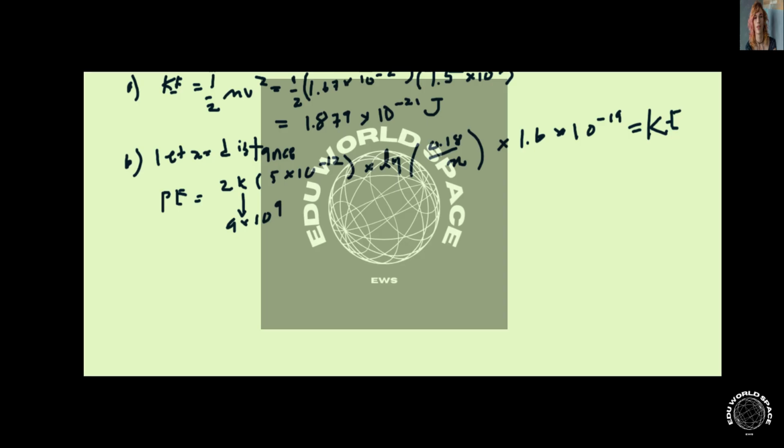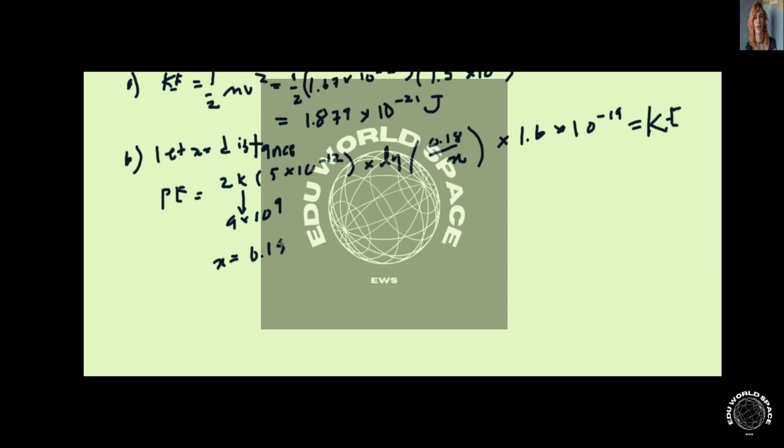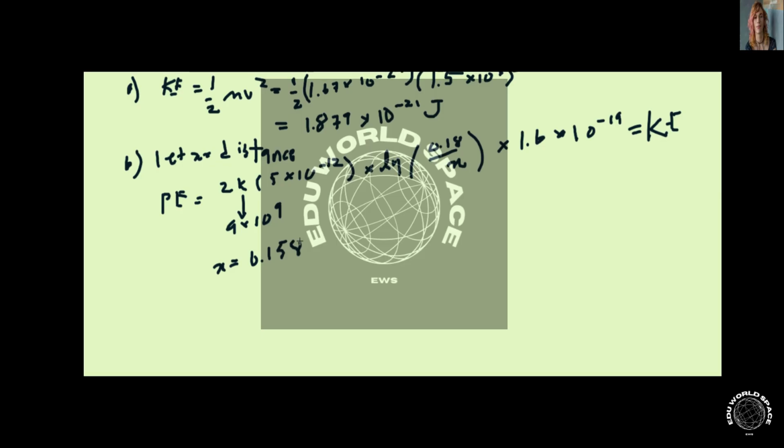I've actually already gone ahead and solved it for us, since this is a very algebra-dense equation. So x is equal to 0.1558 meters, and that is the maximum distance that the proton can get as close to the charge as possible. So that's it for this problem.